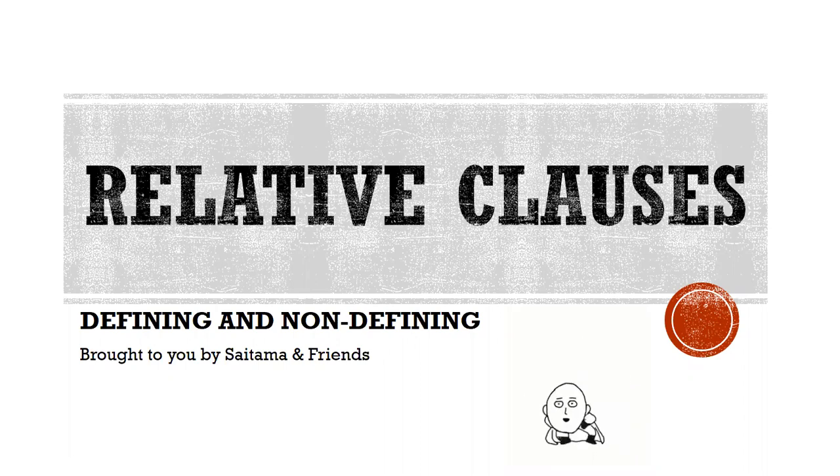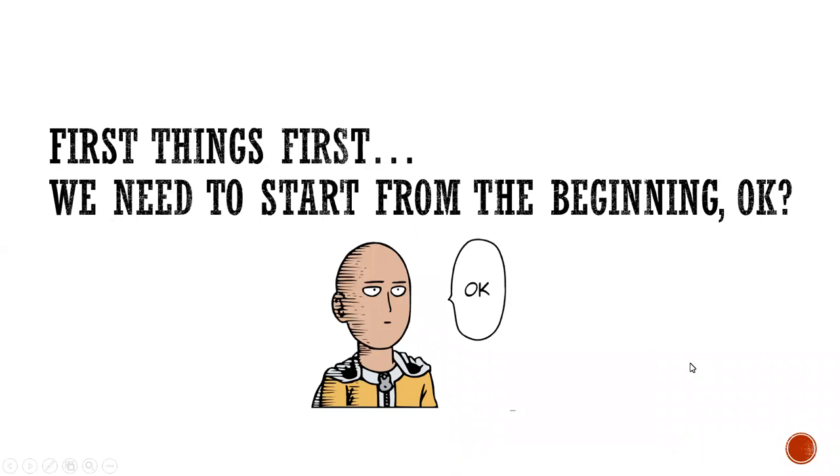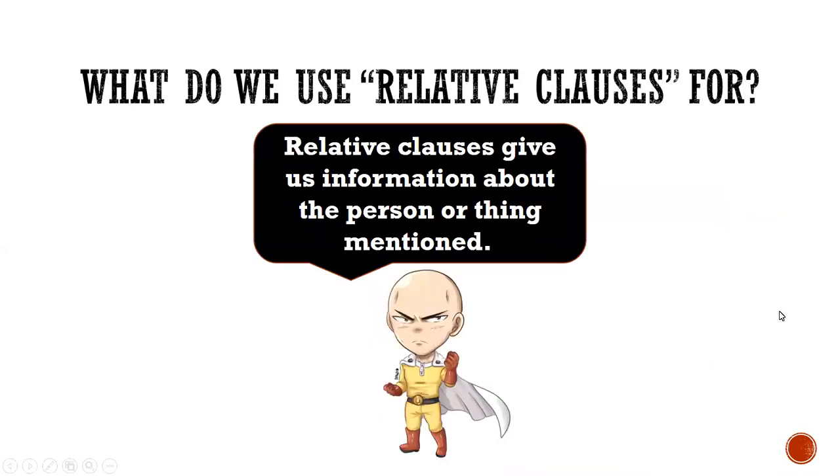We're going to talk about relative clauses. And when we talk about relative clauses, in this case, we're going to talk about two different types, defining and non-defining. So let us begin. For us to be able to start, first we need to cover a few things. We're going to start from the very beginning. The first thing we need to cover is, what do we use relative clauses for? That's simple. We use them to give extra information about a person or a thing. That's basically it.